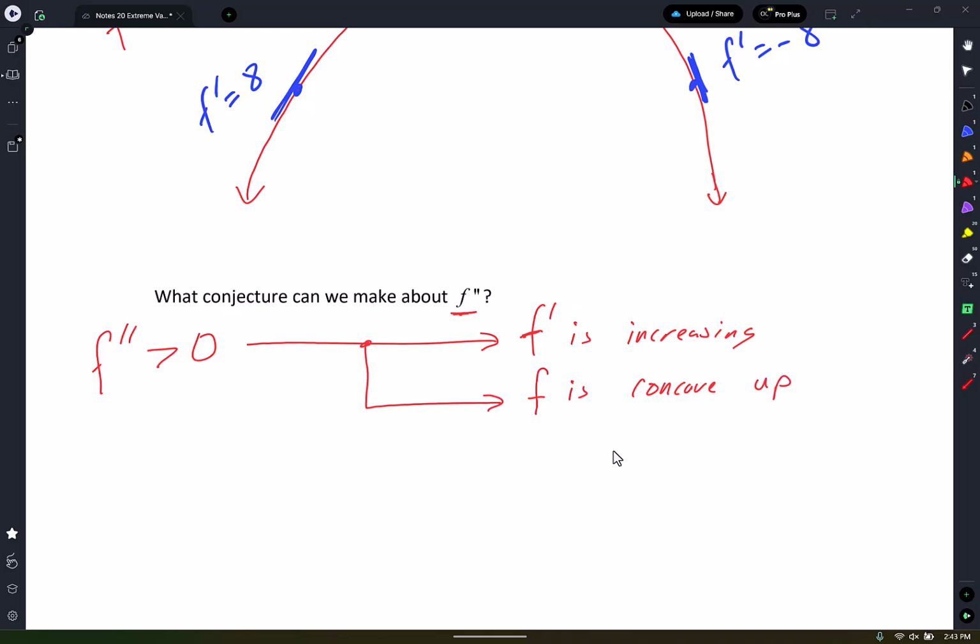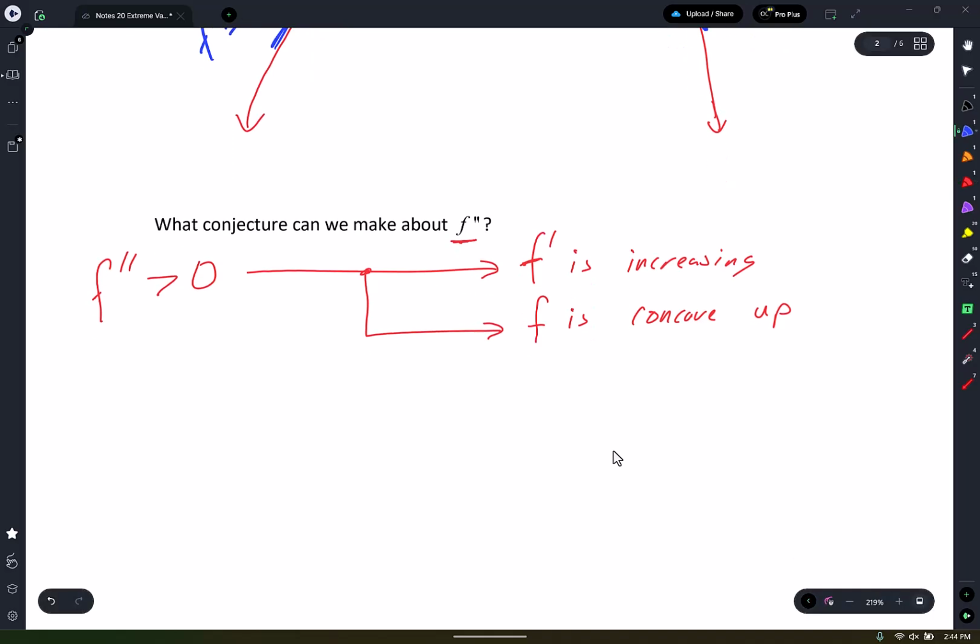If f prime prime is positive, we do not know anything about f other than the concavity. If you have a graph of f prime, then you can tell me if it's above the x-axis, then f is increasing. If it's below the x-axis, f is decreasing. But if you just have f prime prime, then all you can tell me is that f prime is increasing or decreasing, or f is concave up or concave down. That's it. Cool or not cool?